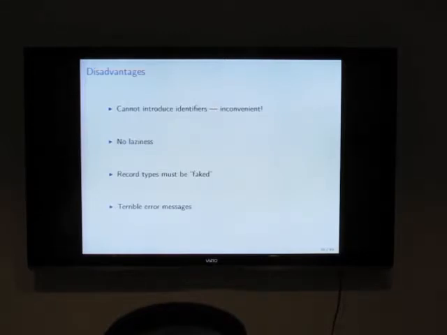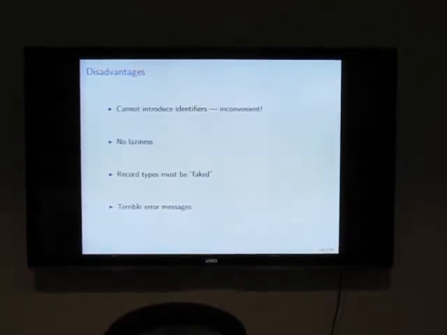So one is that we can't introduce new identifiers, and this is inconvenient. You saw all those table names as strings? That's kind of ugly. I mean, we can check that the string is found, but I'd like to use identifiers as identifiers. But that would mean that we lost this nice elaboration story. Also, we don't have laziness support, really.